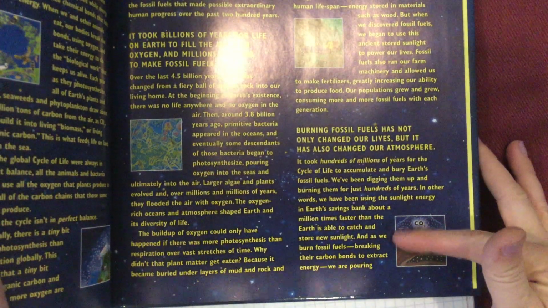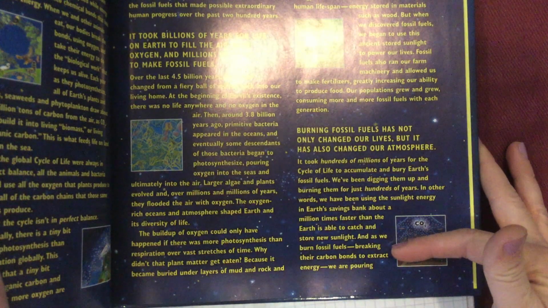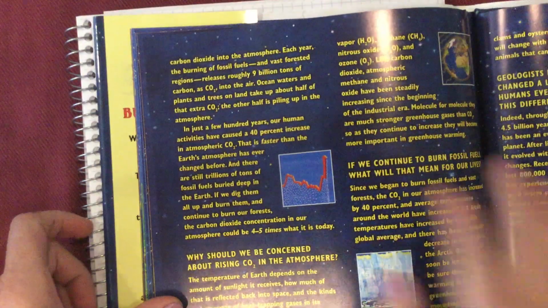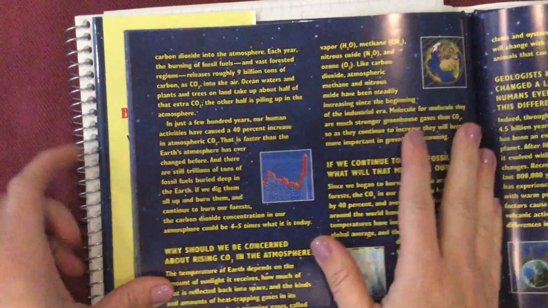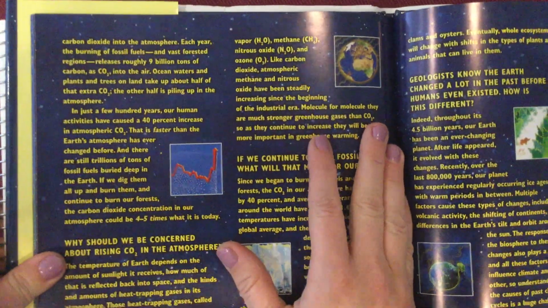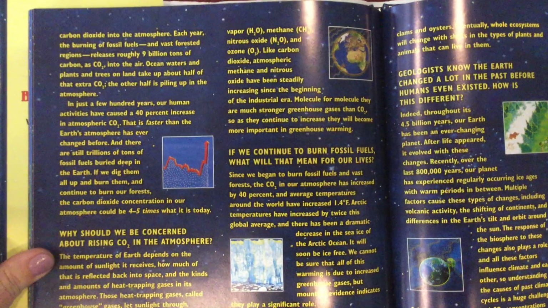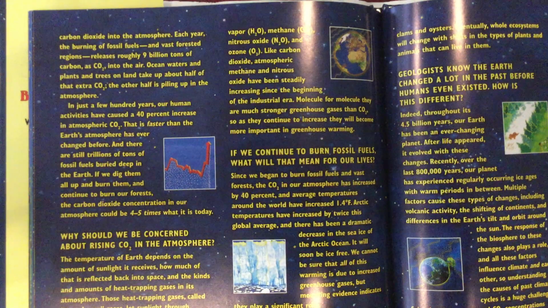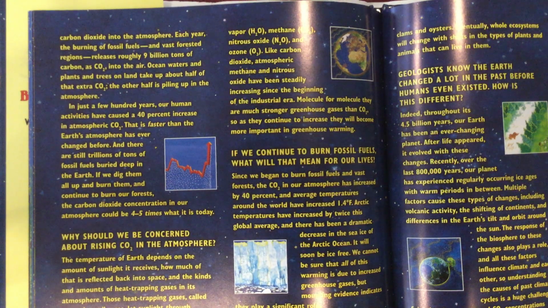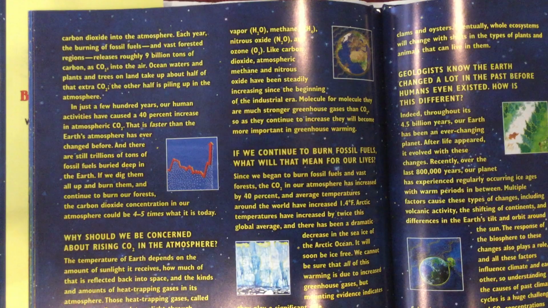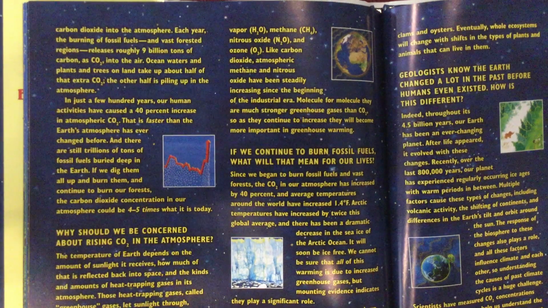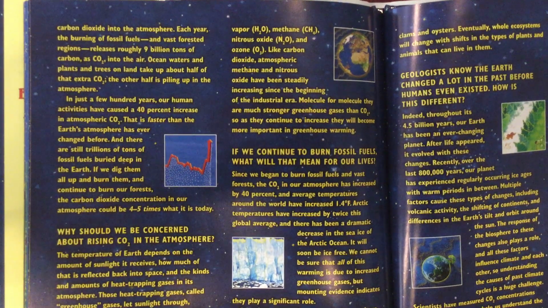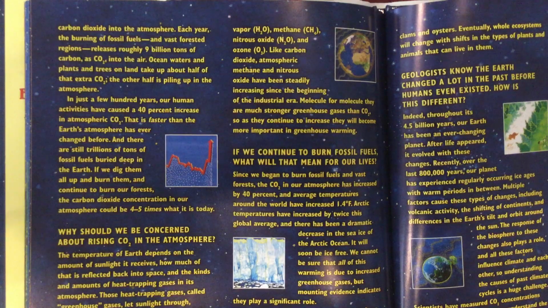And as we burn fossil fuels, breaking their carbon bonds to extract energy, we are pouring carbon dioxide into the atmosphere. Each year, the burning of fossil fuels and the vast forested regions releases roughly 9 billion tons of carbon as CO2 into the air. Ocean waters and plants and trees on land take up about half of that extra CO2. The other half is piling up in the atmosphere.